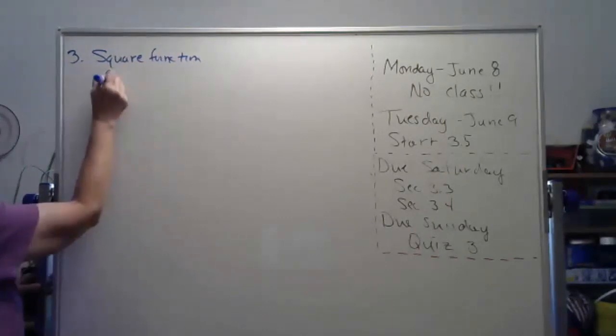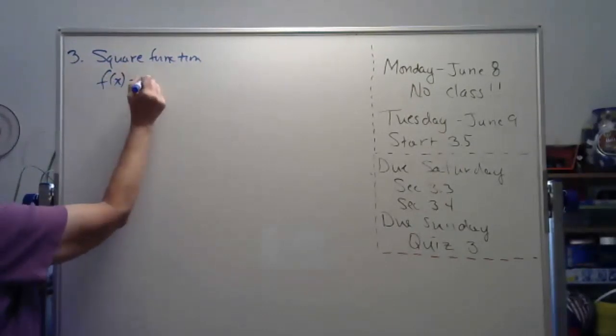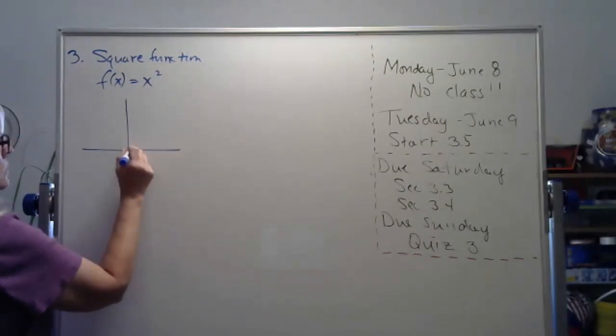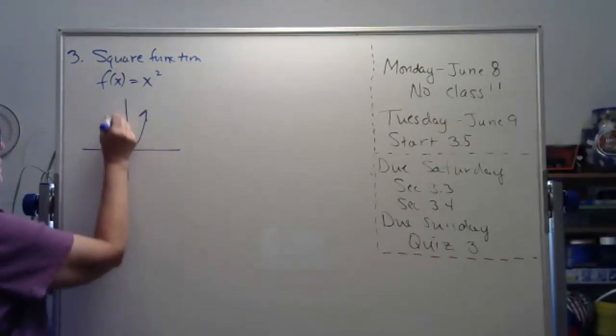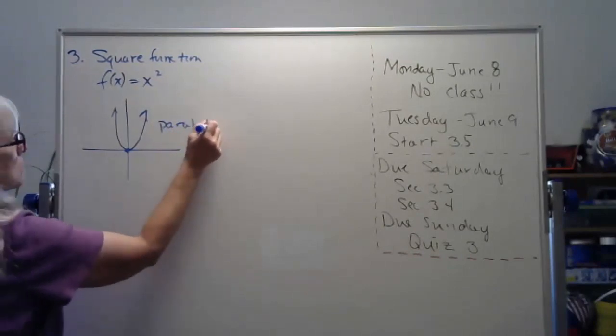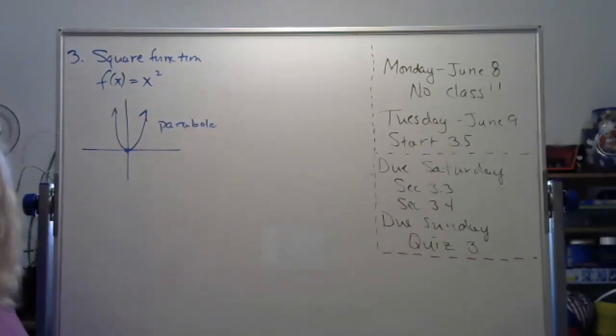So we're talking about f of x equals x squared. Its graph, we've talked about this before, is a parabola. Again, this is called a parabola. We'll spend a whole day in the future at the beginning of chapter 4 talking about this, but it's a parabola.